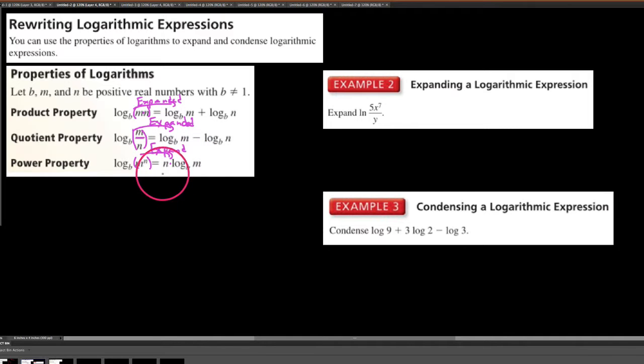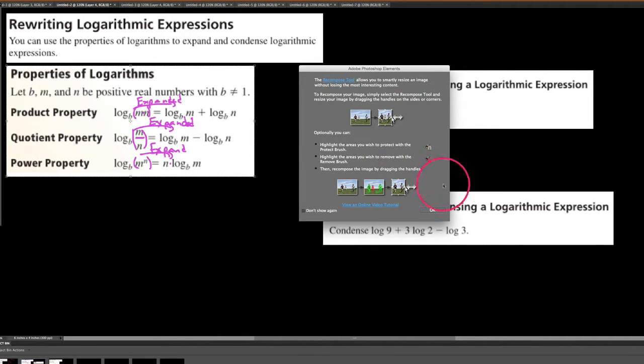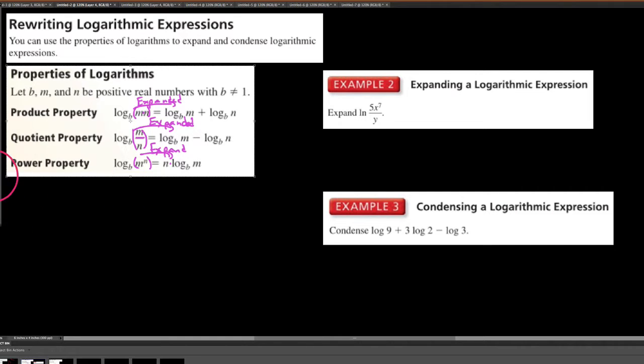We're also going to be interested in going backwards. Going back the other way, if we were to take expressions such as the ones on the right here and write them back the other way, we would say that we are condensing the expressions. So to expand or condense, depending upon what we want to do, we're going to be able to move both ways with rewriting using these properties.